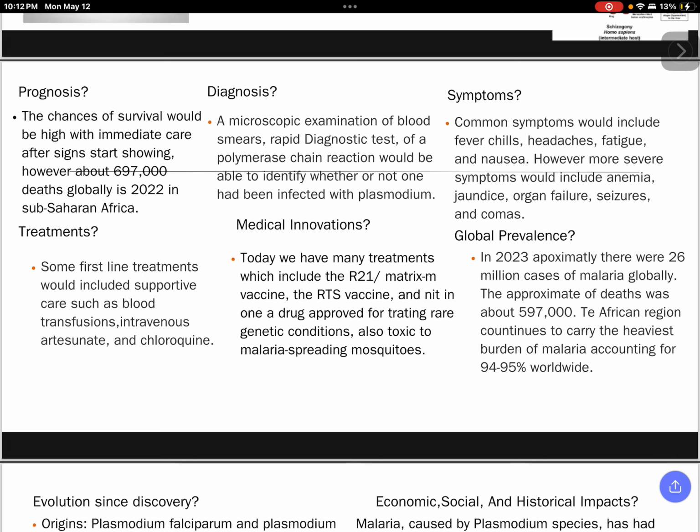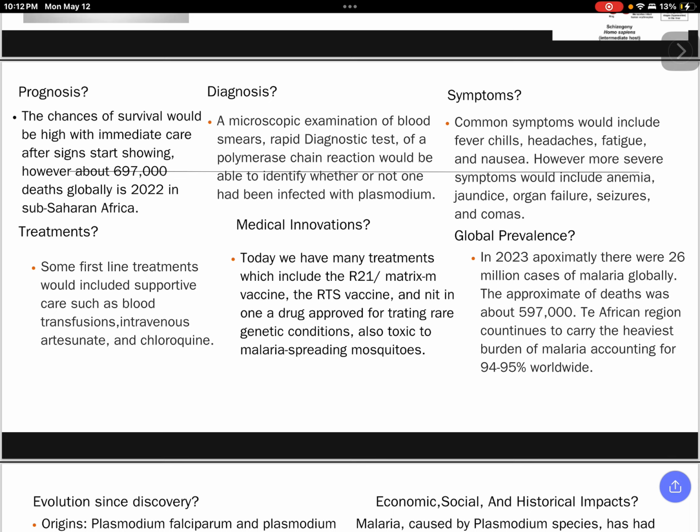Some medical innovations. Today, we have medical treatments that include the R21/Matrix-M vaccine, the RTS,S vaccine, and then this autocorrected, I'm pretty sure it's supposed to be NTBC, nitisinone. It's a drug approved for treating rare genetic conditions and is also toxic to malaria-spreading mosquitoes, which doesn't necessarily treat the problem on site, but it prevents it from spreading from person to person through the transmission of mosquitoes.